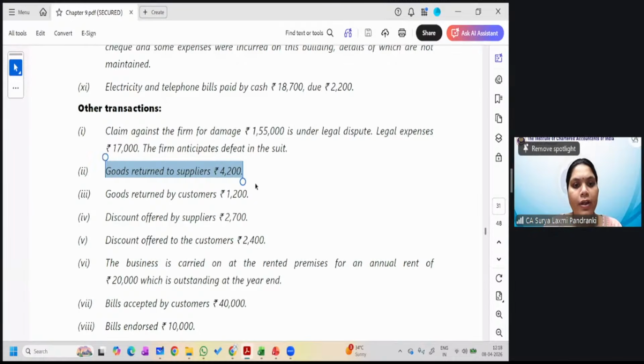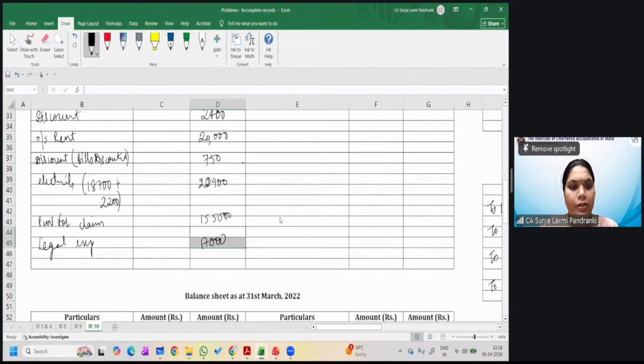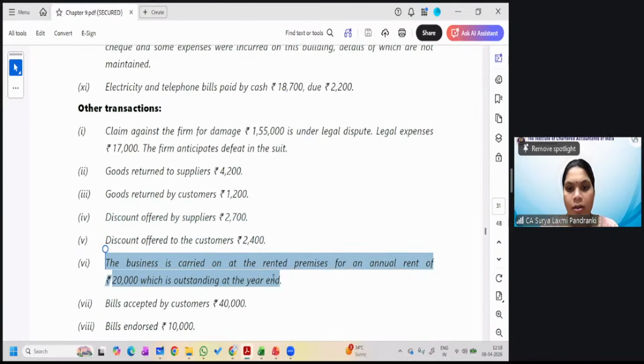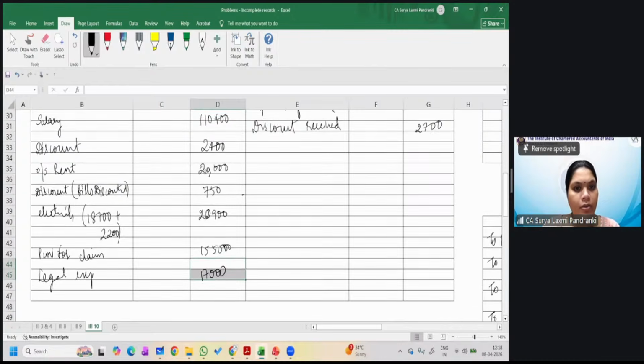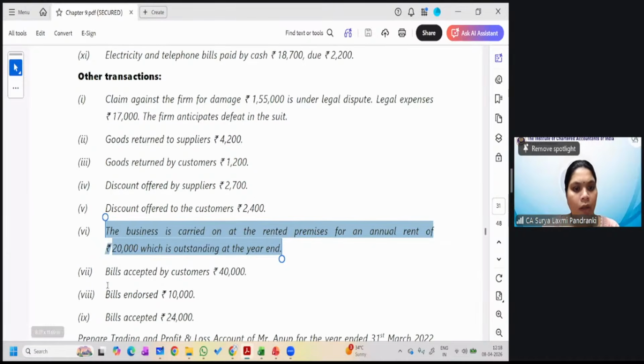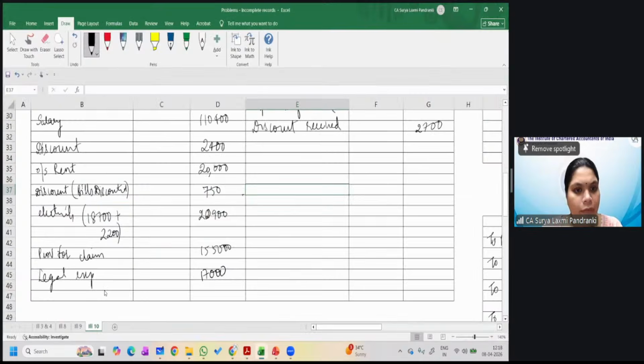Goods written, I think these two we have written in the trading account. These two also we have written now in the P&L statement already. Yes, ma'am. And then this outstanding rent, I think this also we wrote, na? 20,000 outstanding rent. Yes, we have written. Done. I think we wrote all of them.